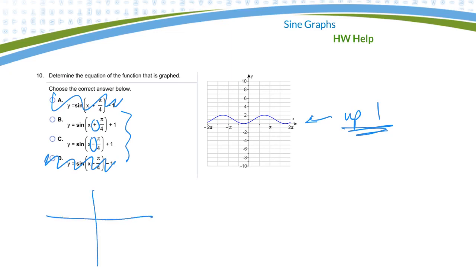So if the normal graph starts here and starts going up and down, I want to look at this graph and see. It's been moved up, but this is sort of the starting place right there, because it'll go up, down, and finish right there. So that's been moved to the right a little bit. So I would say it's not that one. It has to be this one. It has to get moved to the right.